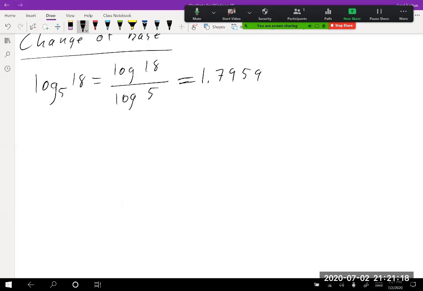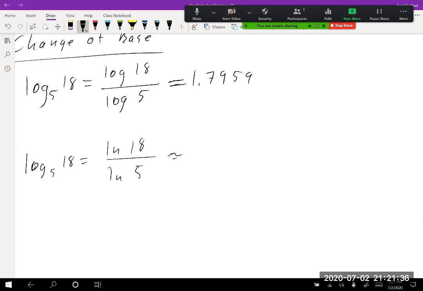So I could do the exact same problem. I just want to show you guys something with natural logs. So I could do ln of 18 divided by ln of 5. So on my calculator, I'm going to do the natural log of 18 divided by the natural log of 5. And I get the exact same answer. Right, so the change of base, sometimes you can use it for simplifying, but a lot of times you use it to make it so your calculator, like the common calculator, could do it.